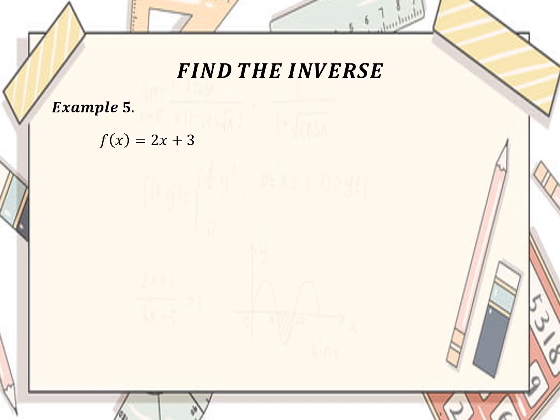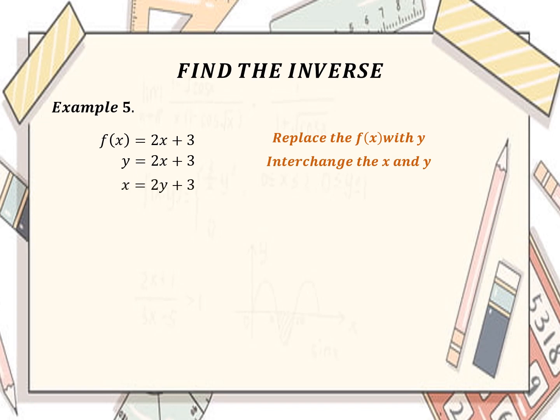Okay, so let's have an example. f of x is equal to 2x plus 3. So first step, we need to replace the f of x with y. So, si f of x, papalitan natin ng y. Magiging y is equal to 2x plus 3. Next step, interchange the x and y. So, si y, papalitan natin ng x. Then, si x, magiging y. So, ang new equation natin is x is equal to 2y plus 3.